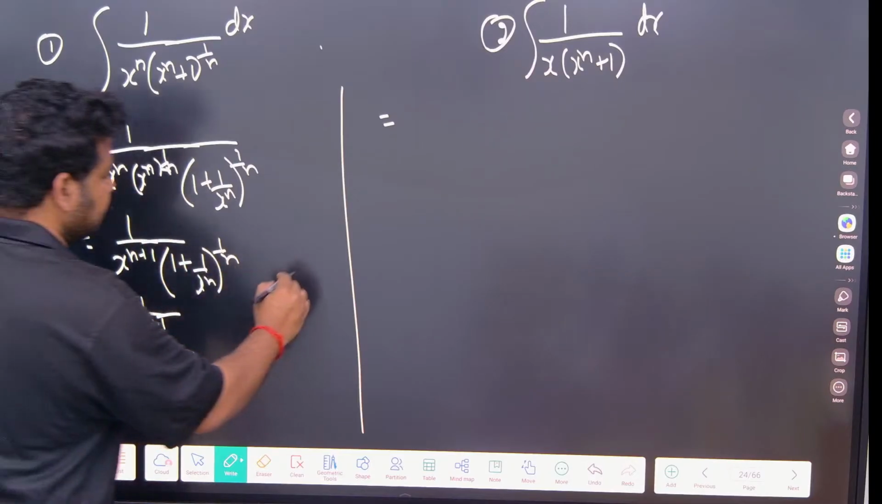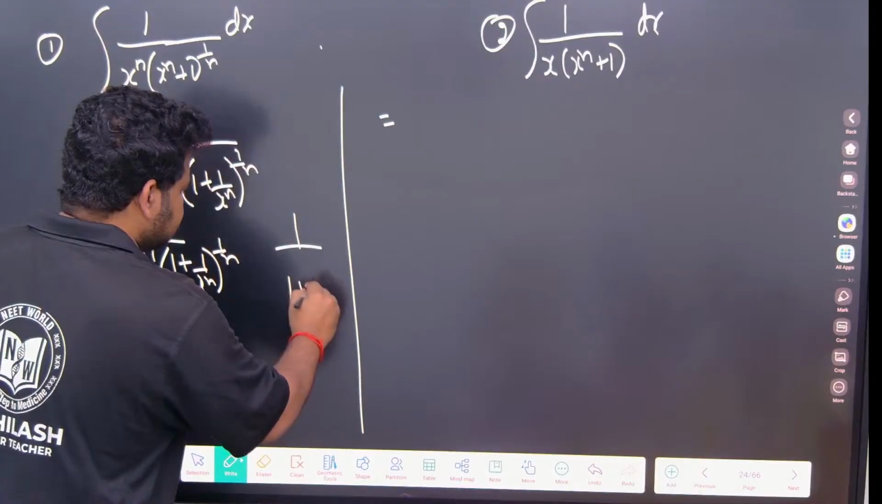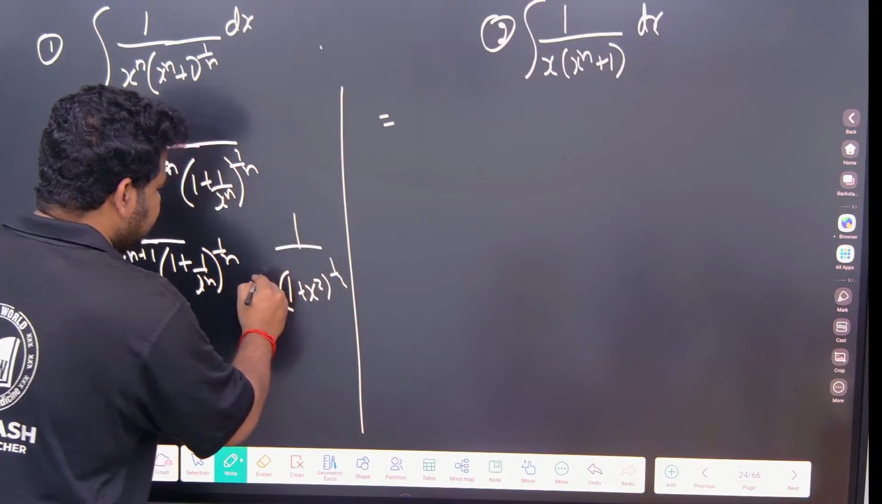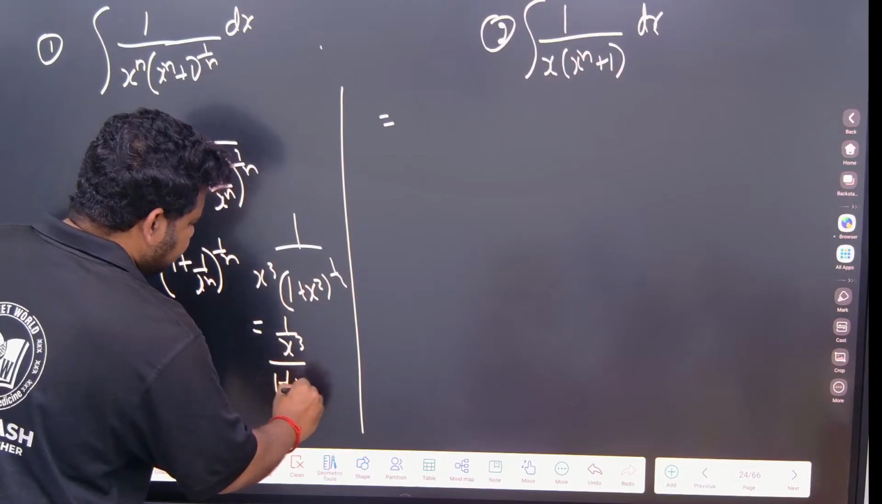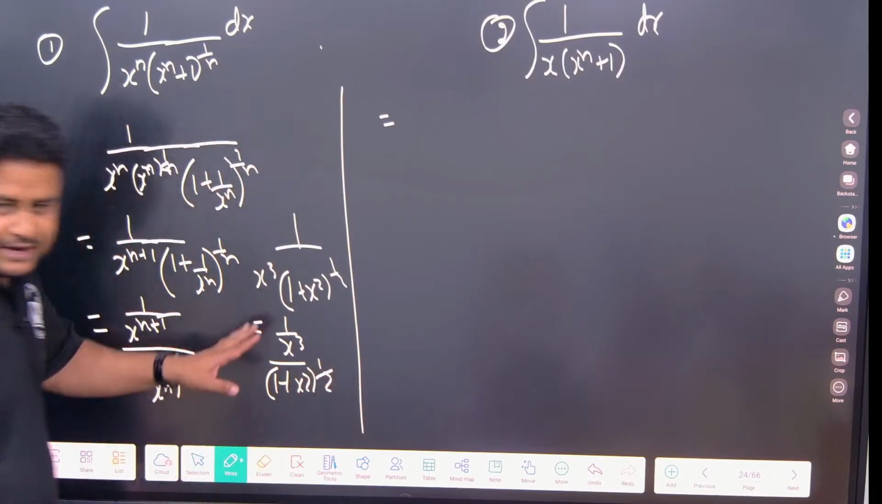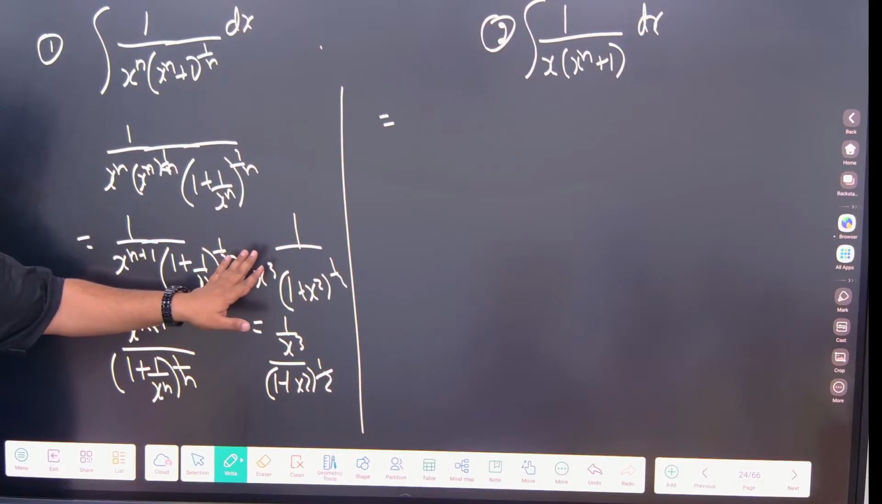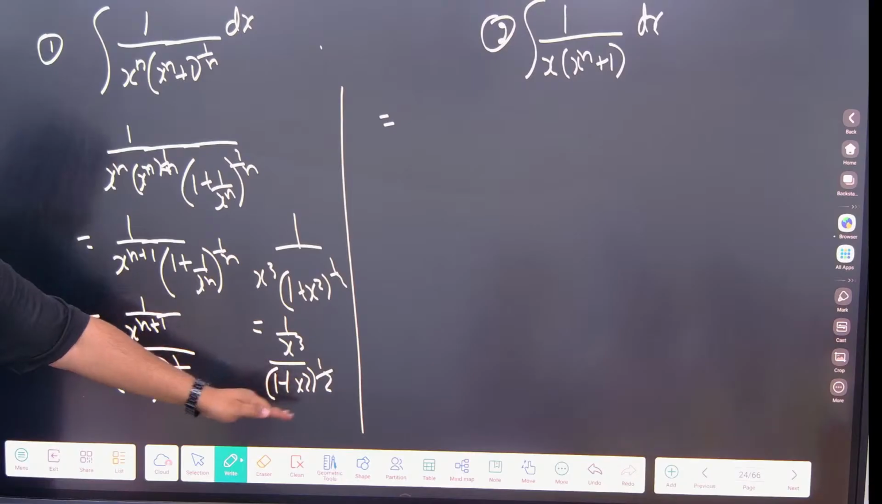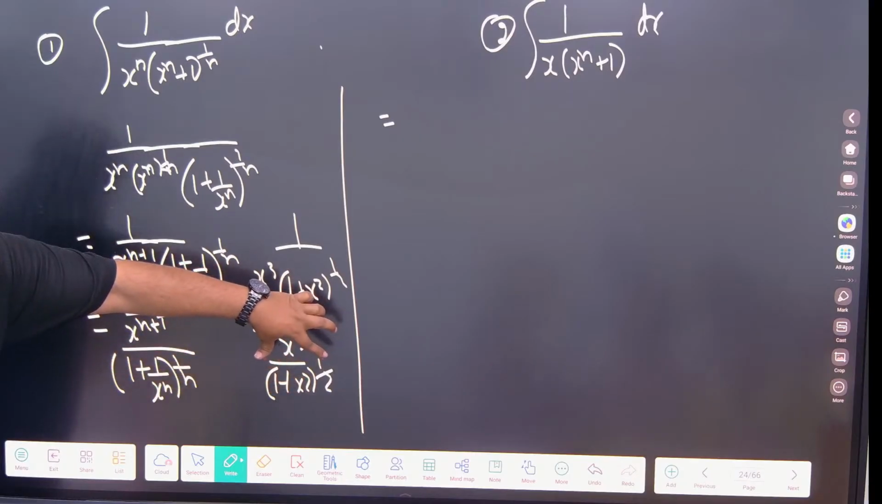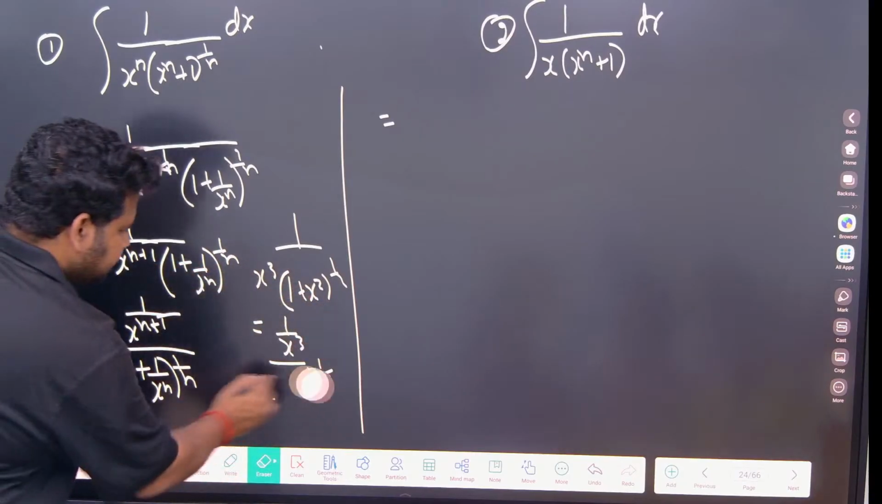Suppose I am having 1 by x square to the power of 1 by 2, and here I am having x cube. I can write it as 1 by x cube divided by 1 by x square to the power of 1 by 2. I am writing it like this. That's all I am doing. Okay, nothing is changing. This I am taking to the top, this one I am writing below. If I take it up again, it will become the same. Okay, so that is what I am doing here now.